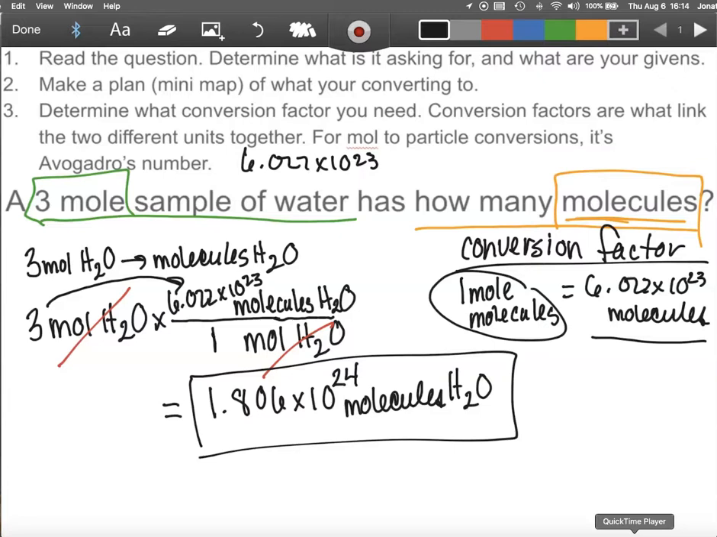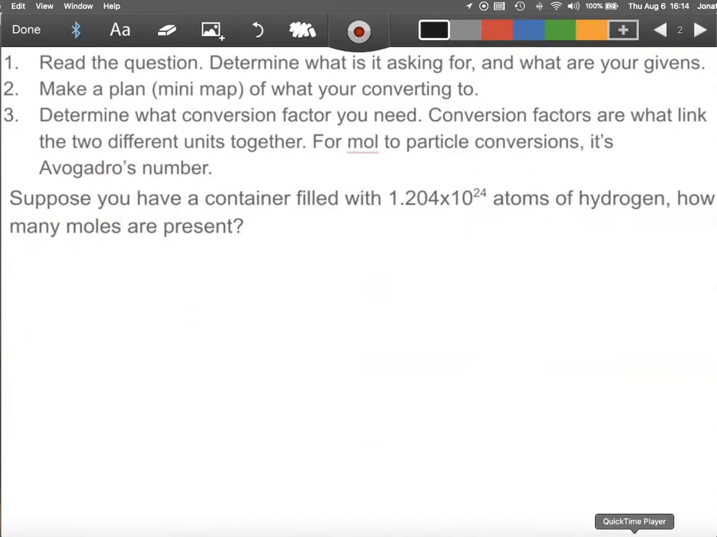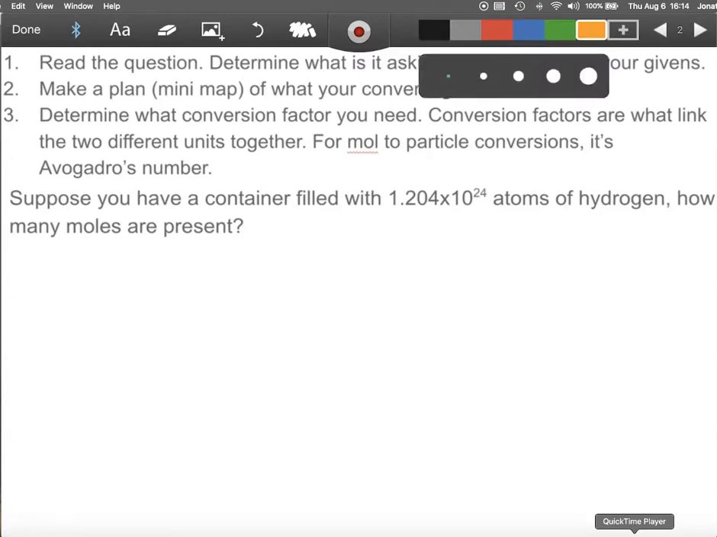Now let's go ahead and do another one. In this case, we're going to go the opposite way. We're starting this time with, well, let me read the question to you and see if you can determine what we're starting with and what we're ending with. Suppose you have a container filled with 1.204 times 10 to the 24th atoms of hydrogen. How many moles are present? So looking at that question there, what is it asking us to find? What are we looking for?